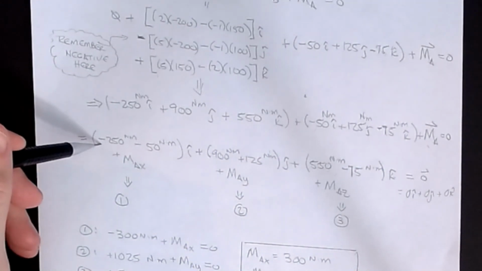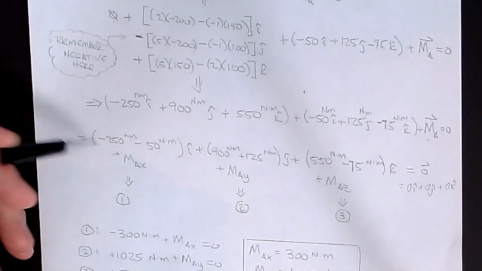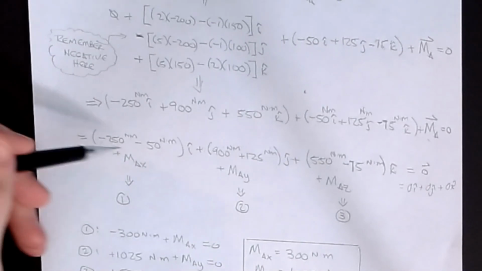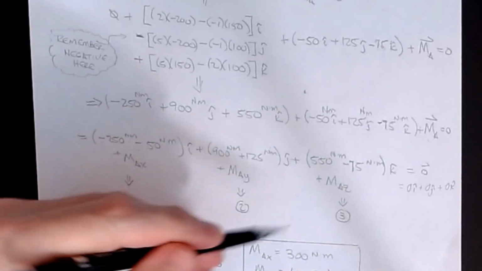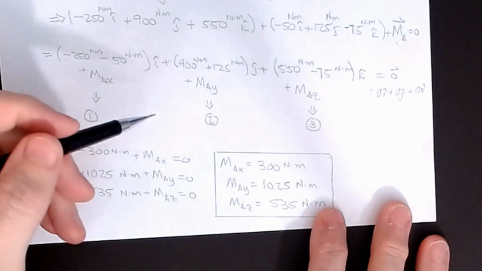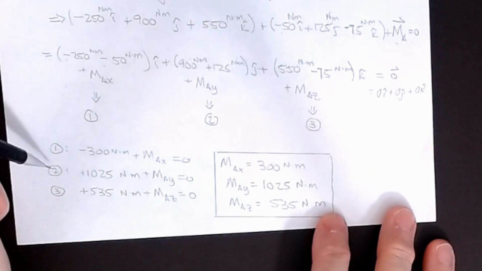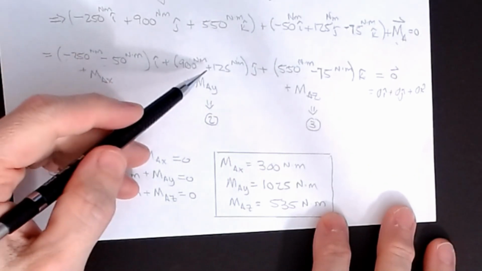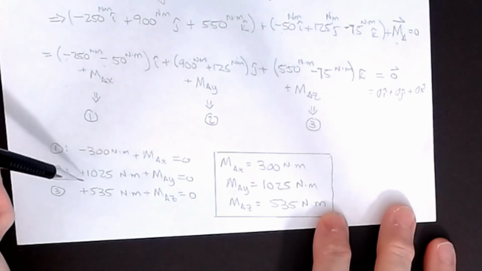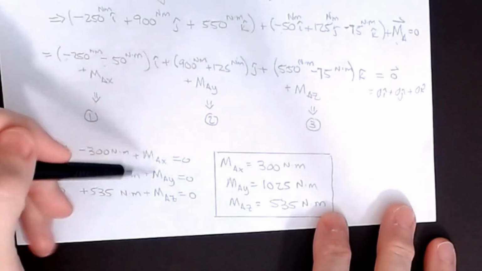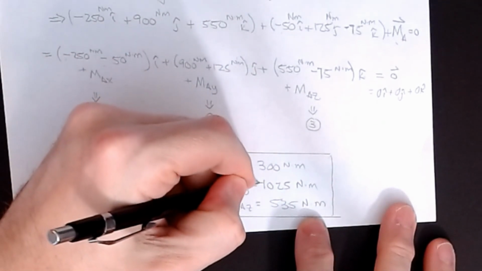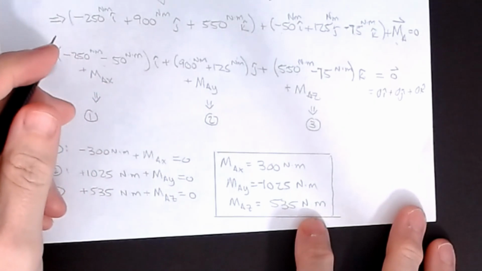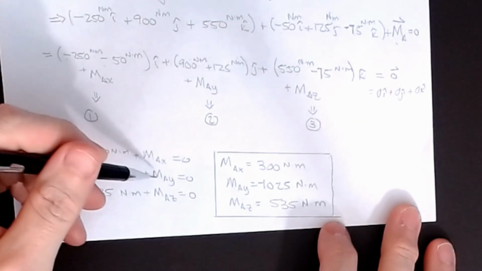I take what's happening in this equation: minus 250 minus 50 is minus 300, plus MAX. MAX is now positive 300. So the moment is a positive moment about the x-axis. In this case, it's a torque, twisting that bar. In the second equation, we're now doing 900 plus 125, that's 1025 newton meters, plus MAY equal to 0. So MAY is going to be equal to negative 1025 newton meters. Again, we're solving for MAY.